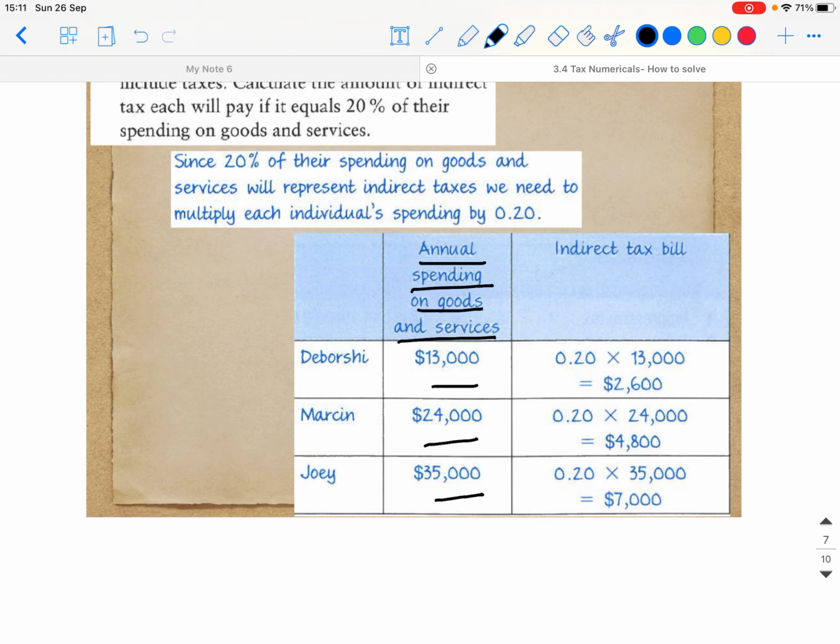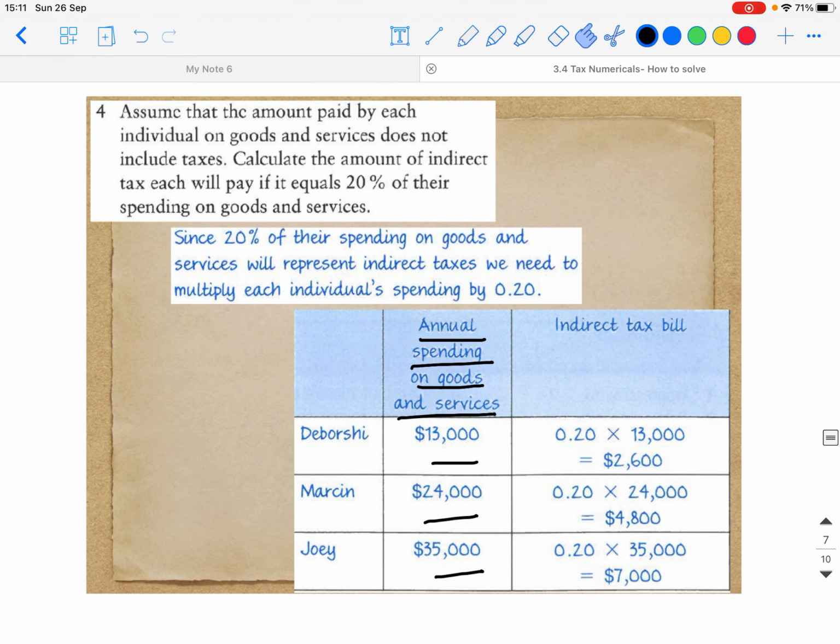Now the question is giving us the information that calculate the amount of indirect tax each will pay if it equals 20% of their spending on goods and services. So it's very simple. We just take 20% of their spending. So 20% of 13,000 is 2,600, and 20% of 24,000 is 4,800. 20% of 35,000 is 7,000. So we have got the indirect tax bill of each individual.